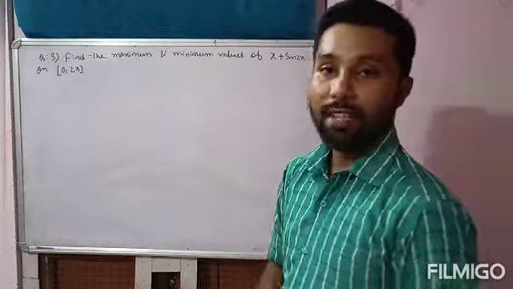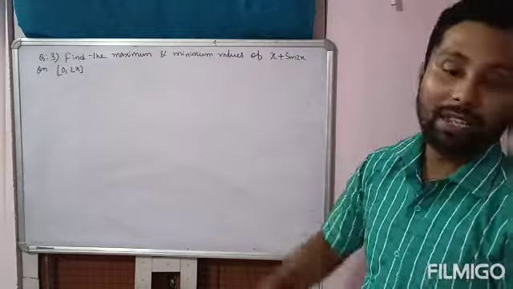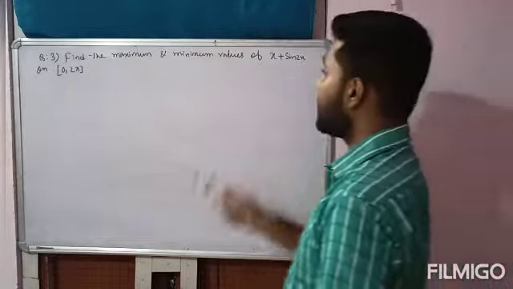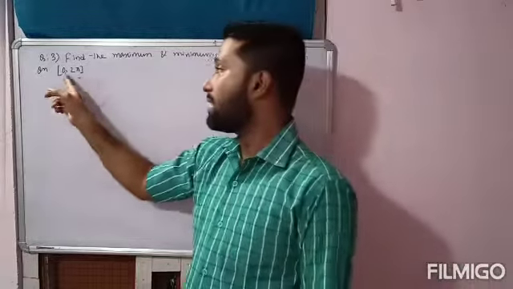Let us take one more example, that is find the maximum and minimum values of the function x plus sine twice x. Find the minimum and maximum value of the function x plus sine twice x on, here also I have given a closed interval, closed interval 0, twice pi.